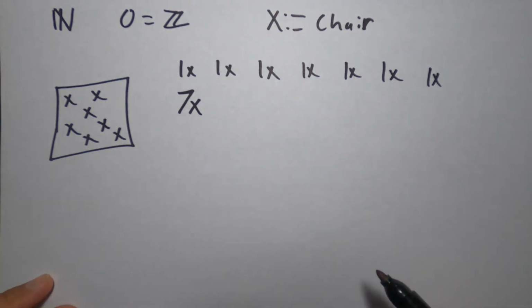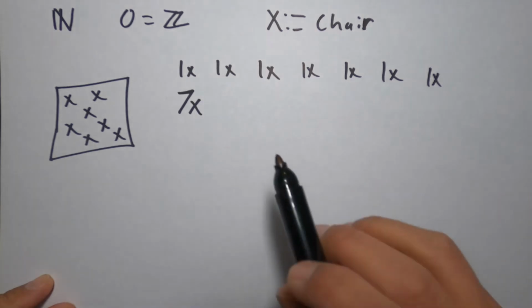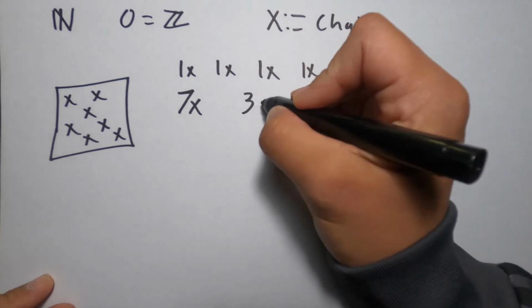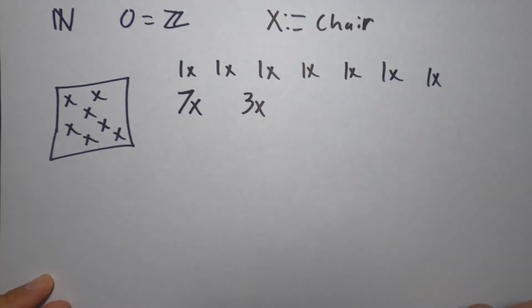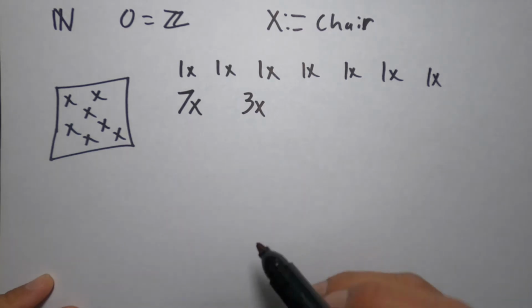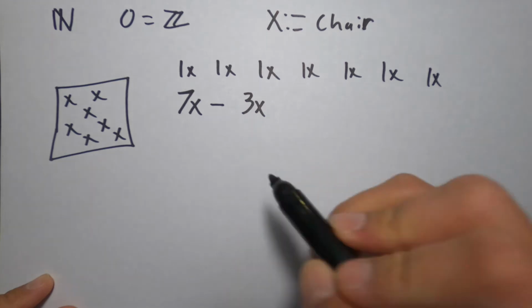Now, how many chairs do we want to get rid of? Let's say we want to get rid of 3 chairs. Instead of writing 1, 2, 3 chairs, we'll use the symbol for 3. 3 chairs. And now we want to get rid of 3 from 7. So 7 minus 3.